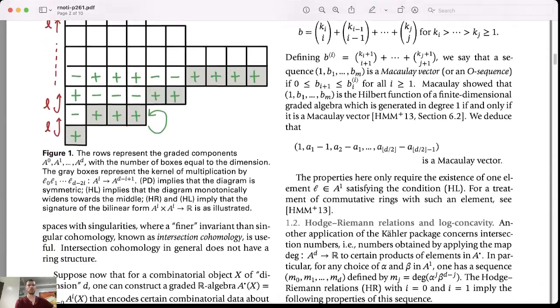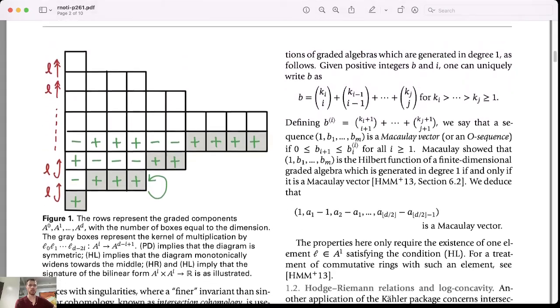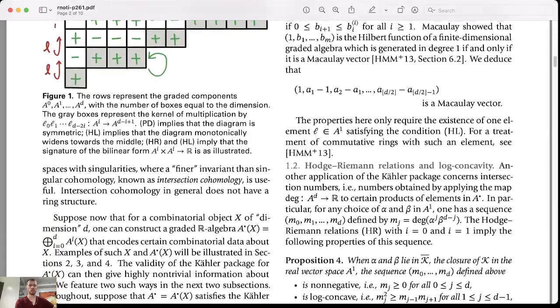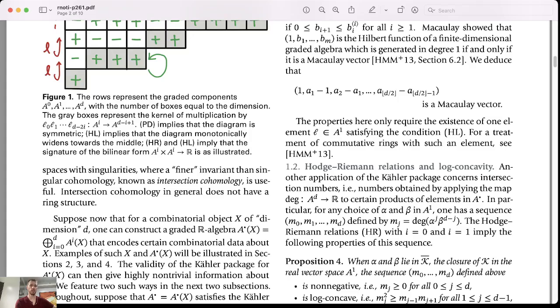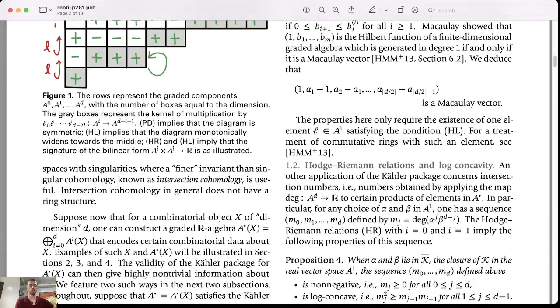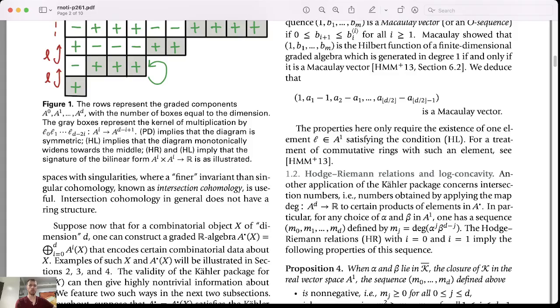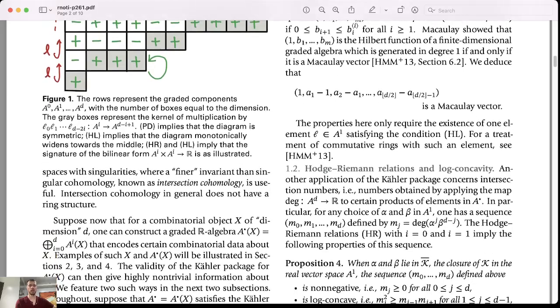Figure 1. The rows represent the graded components A0, A1, through A_d. Notice the symmetry. The gray boxes represent the kernel of multiplication by L0 times L1 times through L_{d minus 2i} from A_i to A_{d minus i plus 1}. The PD property implies that the diagram is symmetric. The HL property implies that the diagram monotonically widens towards the middle. HR and HL imply that the signature of the bilinear form A_i cross A_i to the reals is as illustrated.